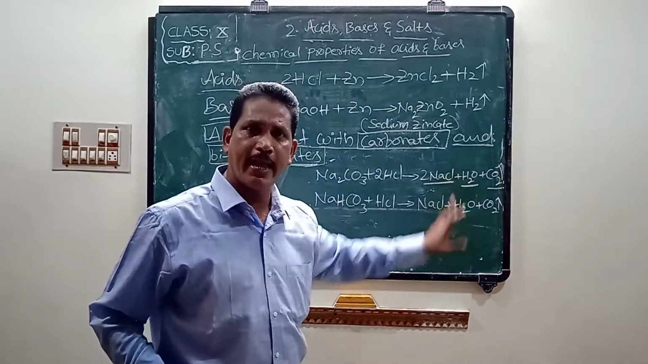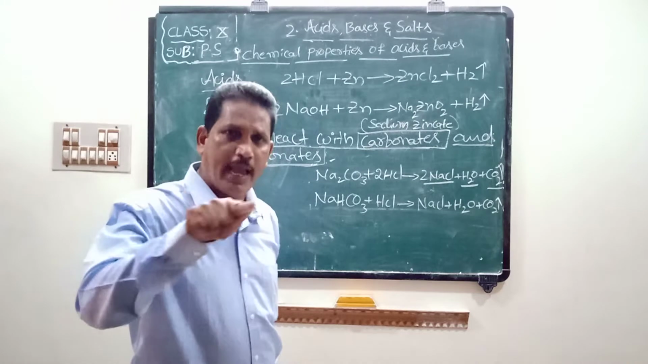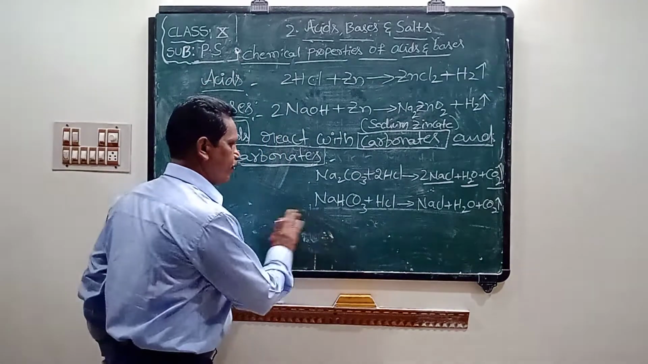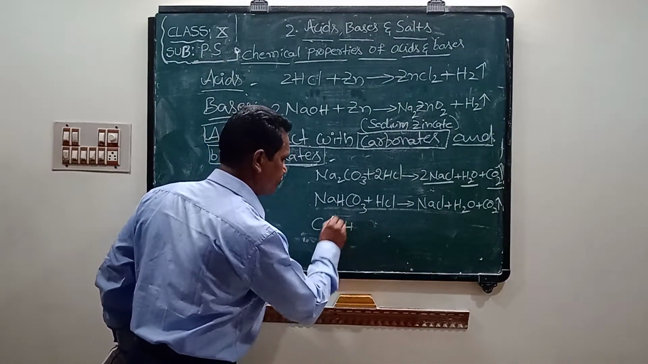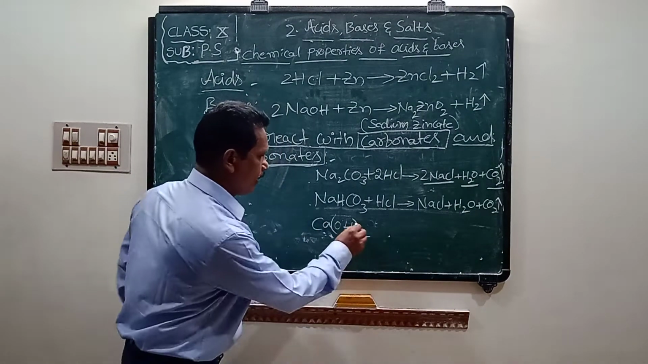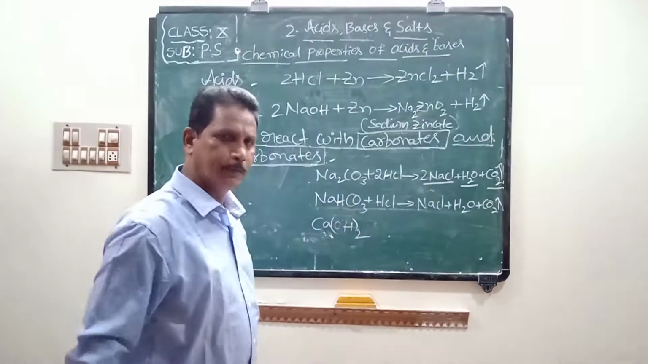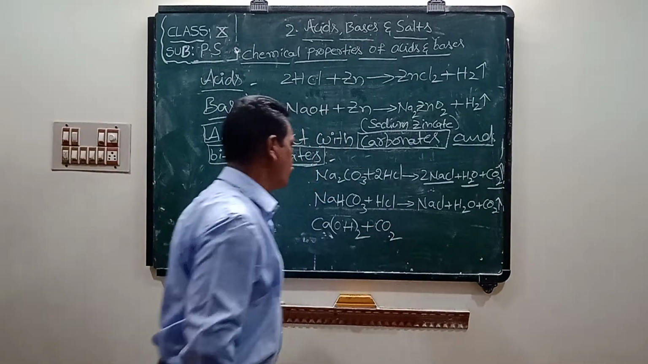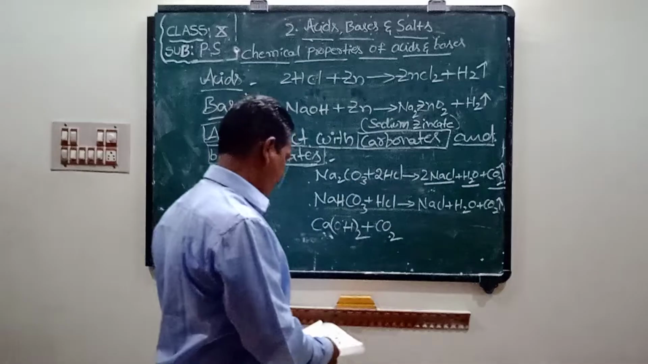Test for carbon dioxide gas. Introduce this carbon dioxide gas into the lime water. Formula of lime water: Ca(OH)2, calcium hydroxide. Ca(OH)2 plus CO2, carbon dioxide gas.